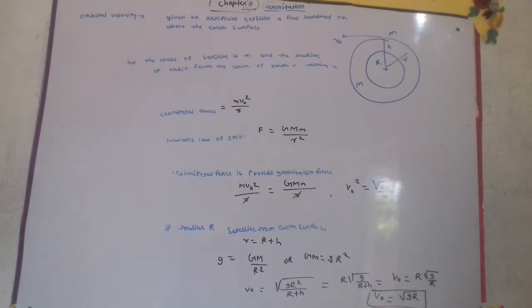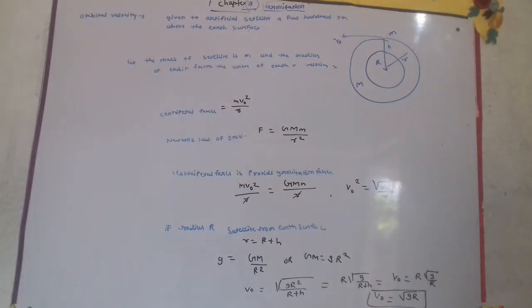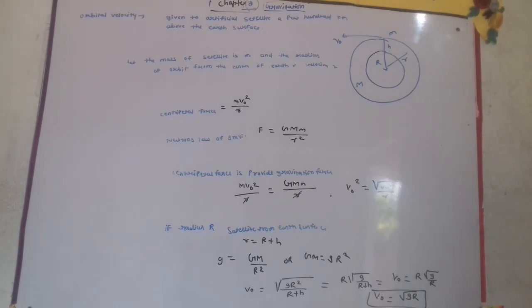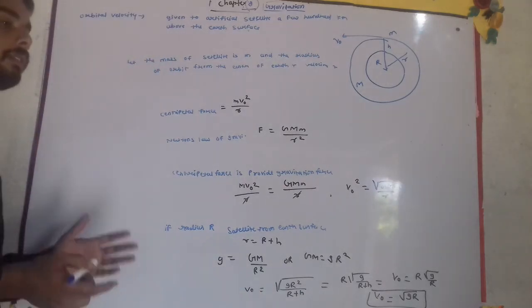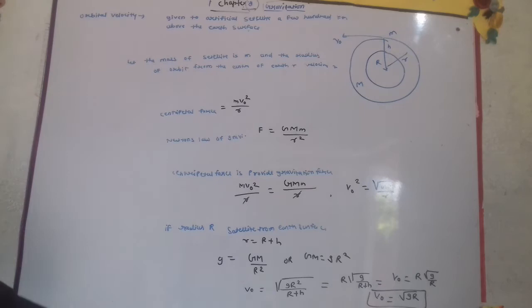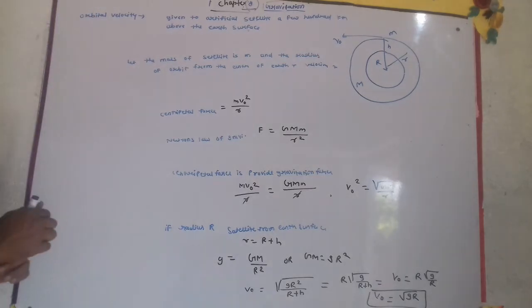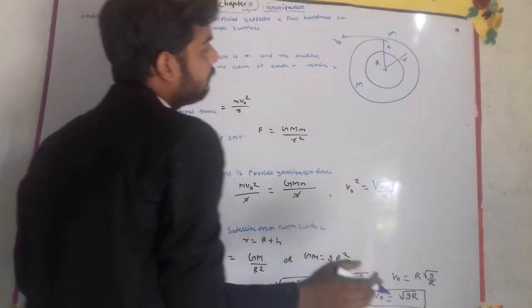So students, now we will see the expression for satellites near to the Earth. This is our second topic regarding this unit. So what is orbital velocity? We will see first. The orbital velocity is the velocity given to an artificial satellite a few hundred kilometers above the Earth's surface. We have a diagram where R is the radius and small r.